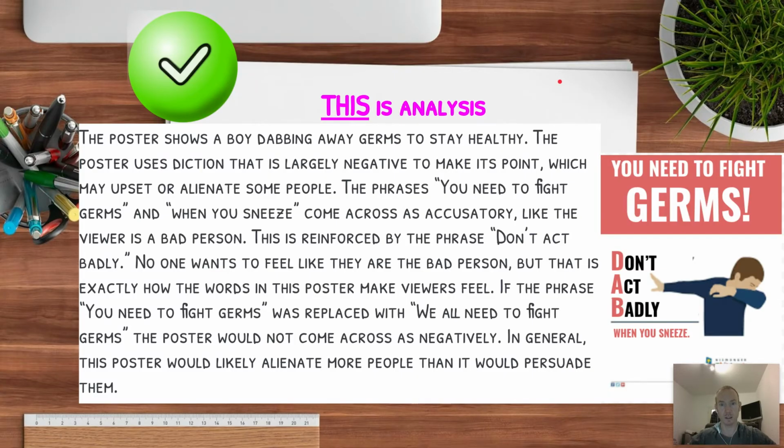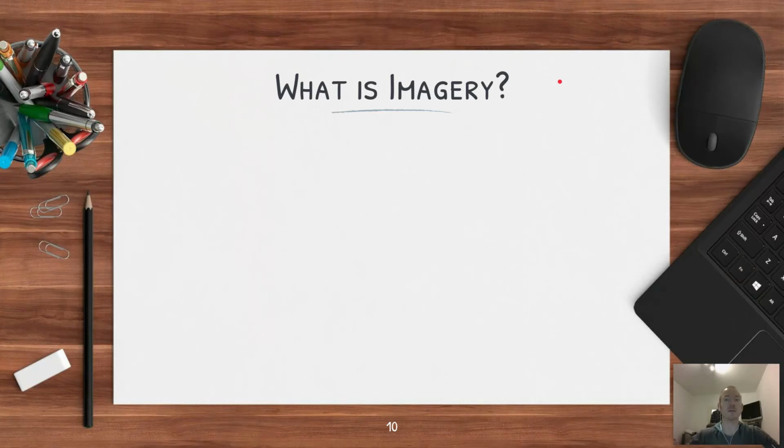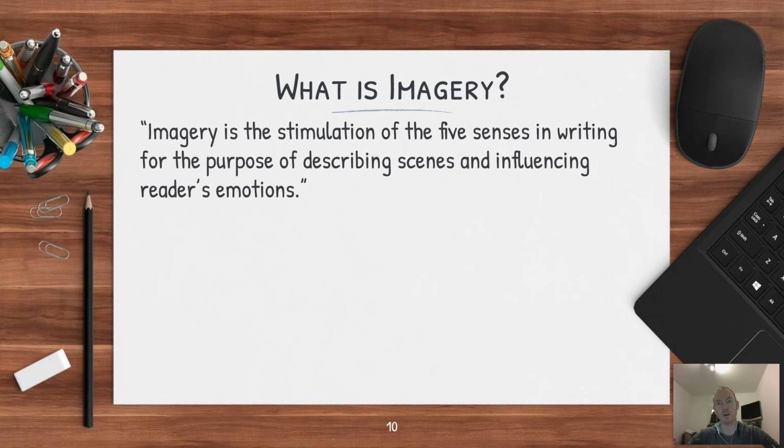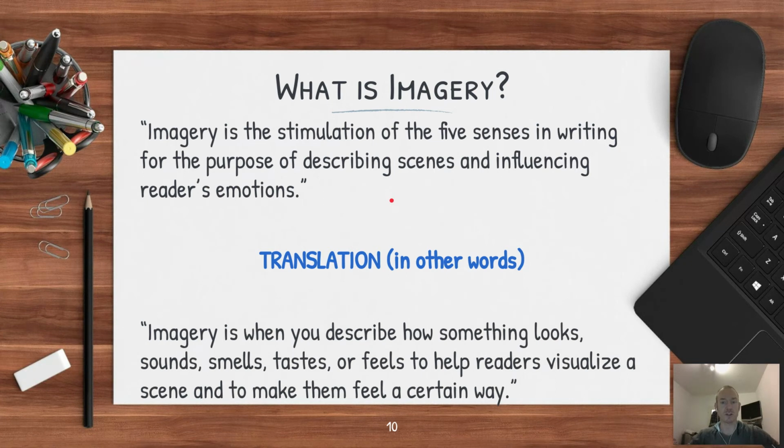So that's diction. Let's talk about imagery, right? The definition of imagery is the stimulation of the five senses in writing for the purpose of describing scenes and influencing readers' emotions. Most people know the first part, describing scenes, but a lot of people forget or neglect this part: it's also about influencing somebody's emotions when you show them this picture mentally. In other words, imagery is when you describe how something looks, sounds, smells, tastes, or feels to help readers visualize a scene and to make them feel a certain way.